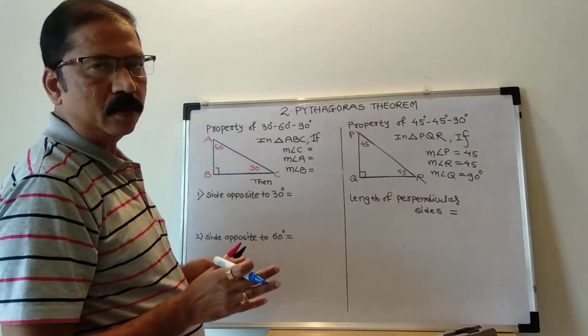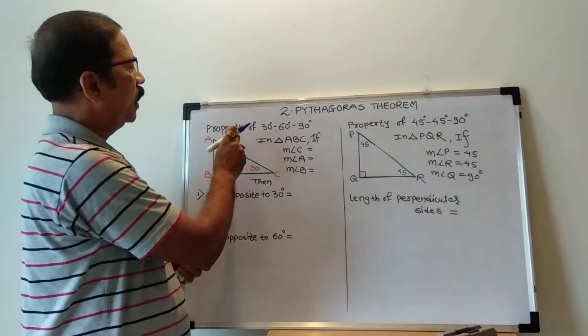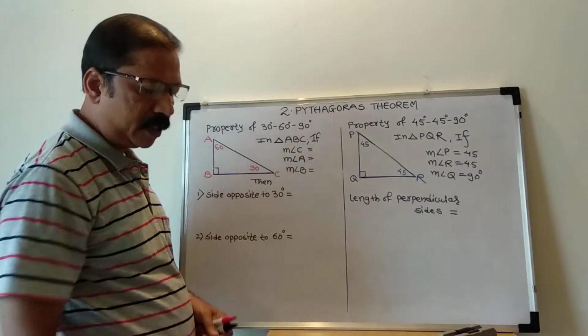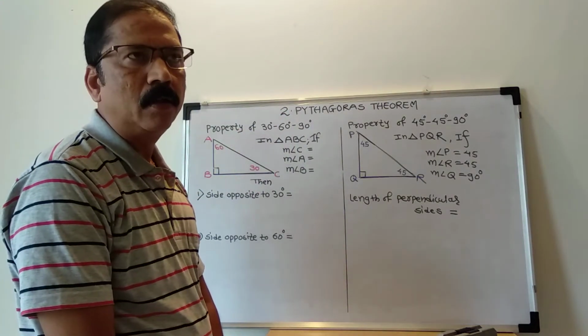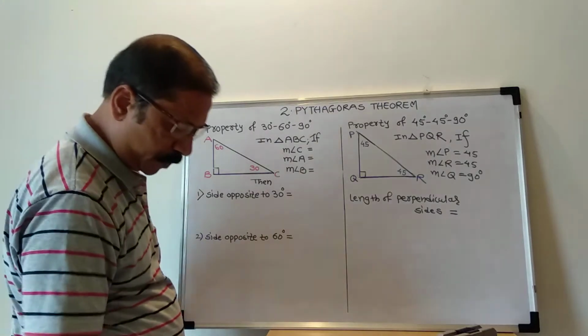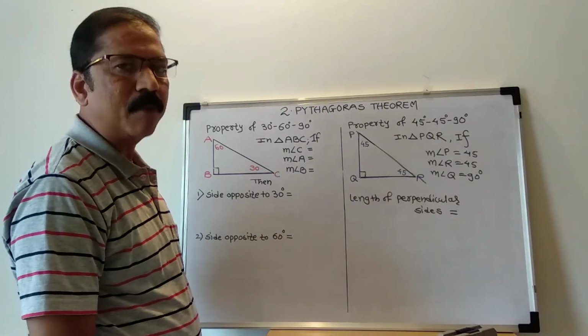Last time we started the chapter Pythagoras theorem, and today we are going to learn the next topic, that is property of 30, 60, 90 degree and property of 45, 45, 90 degree. Now what is the first property, that is 30, 60, 90 degree? Let us see the statement, page number 31. I am reading the statement.